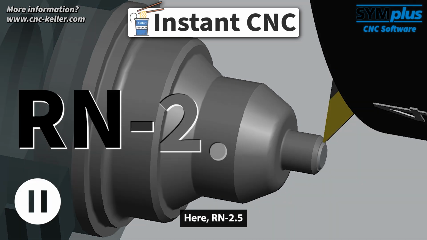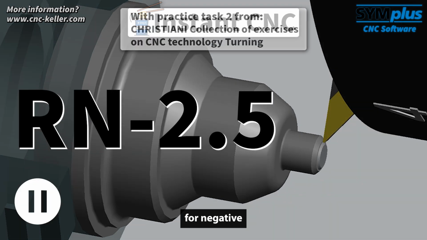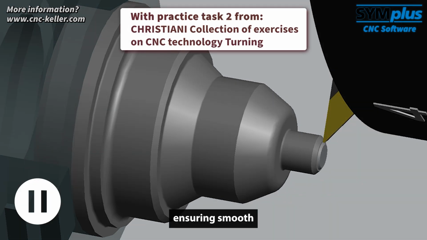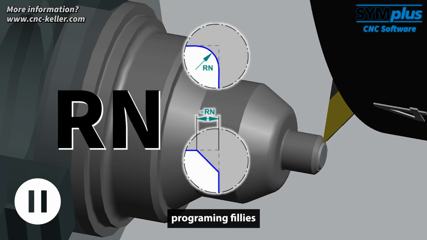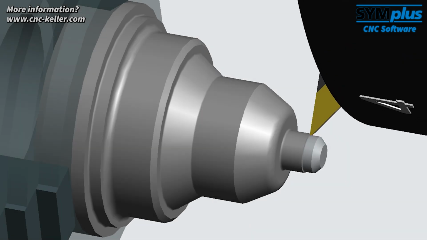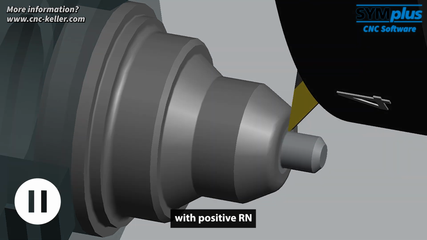Here, Rn-2.5 is used for a negative chamfer, ensuring smooth transitions. The Rn address simplifies programming fillets and chamfers in turned profiles, allowing for faster and more precise machining, especially on tapered geometries.